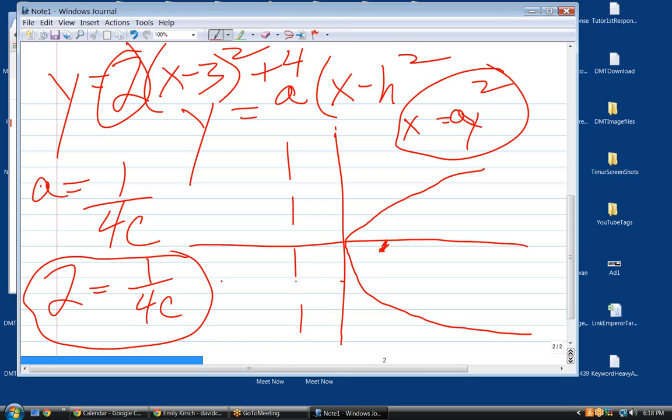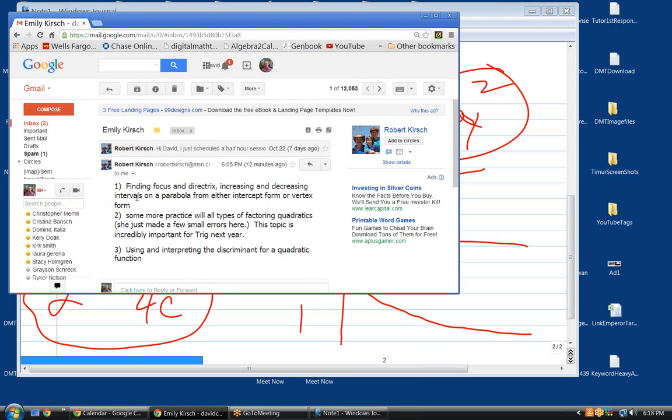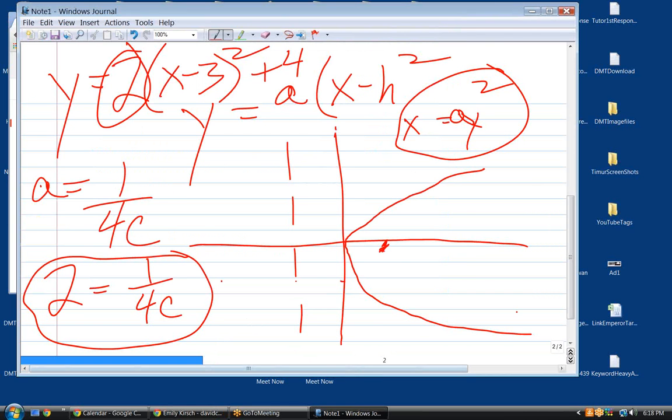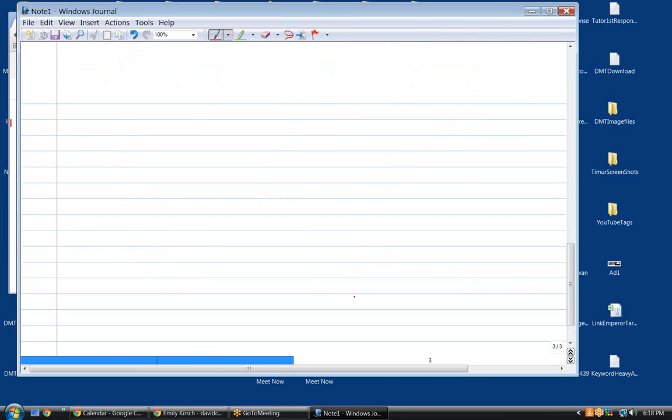Okay. Let me go back to the notes here. So, focus and directrix, we know how to do parabolas in intercept format, vertex format. Let's talk about increasing and decreasing intervals.